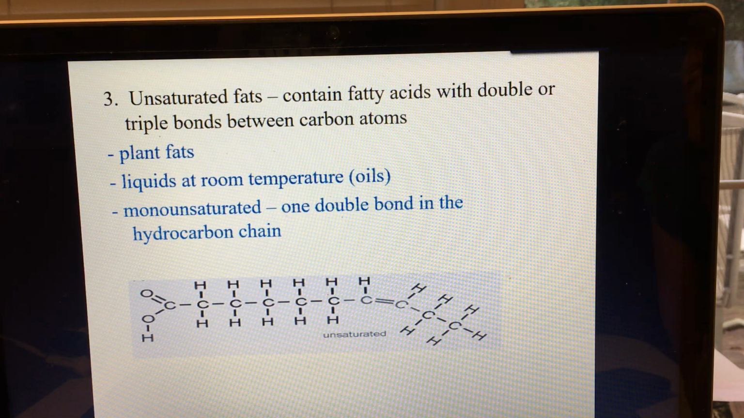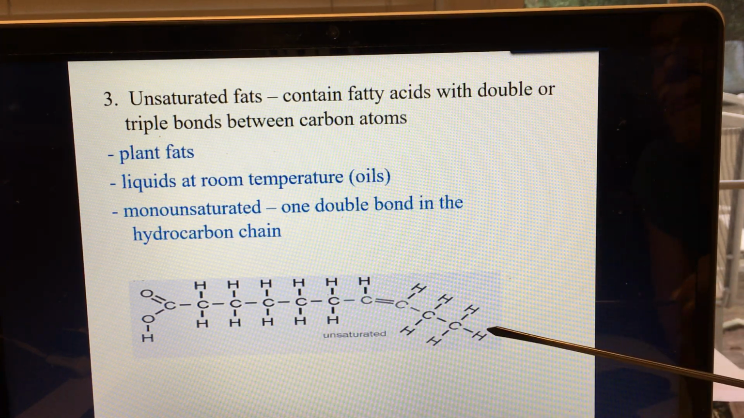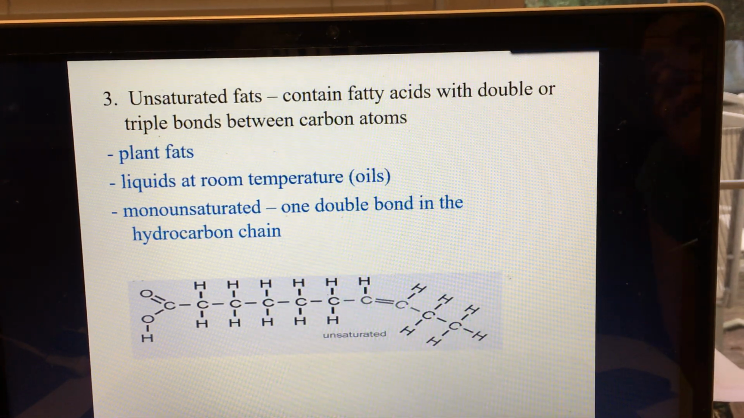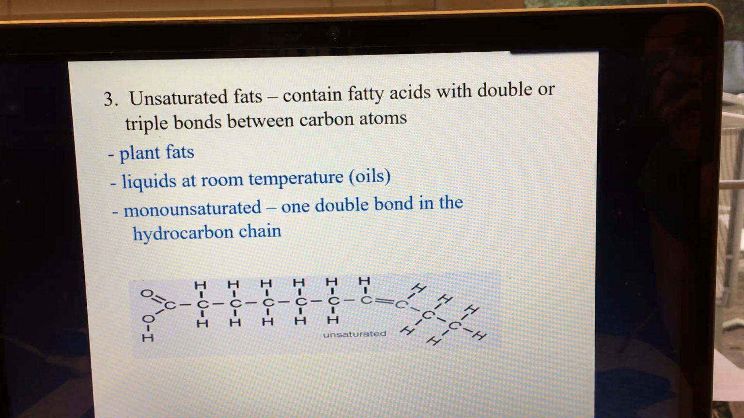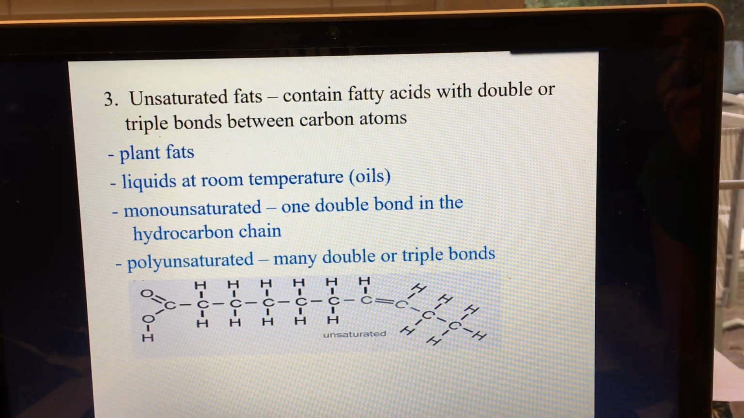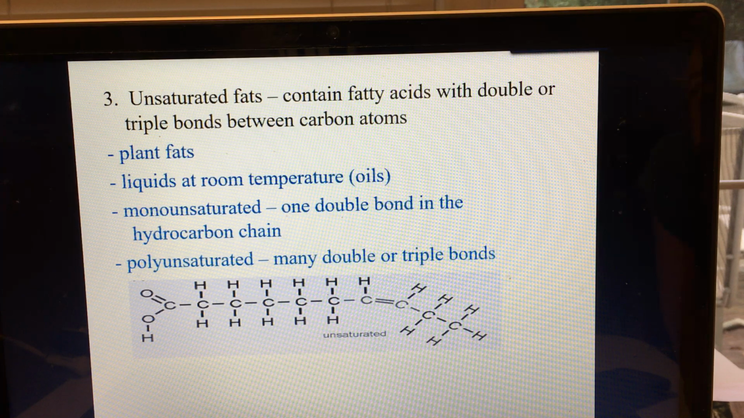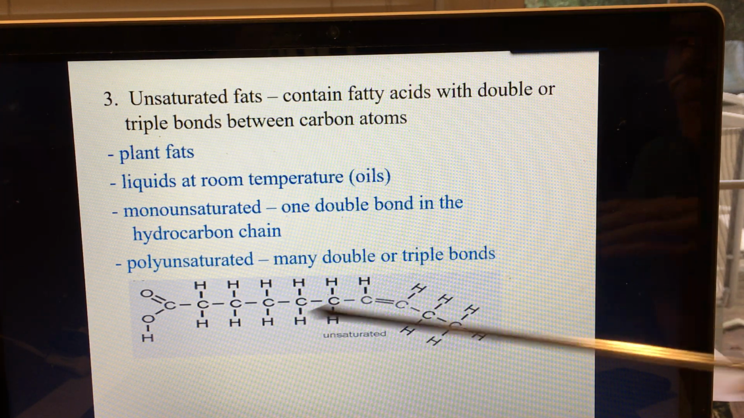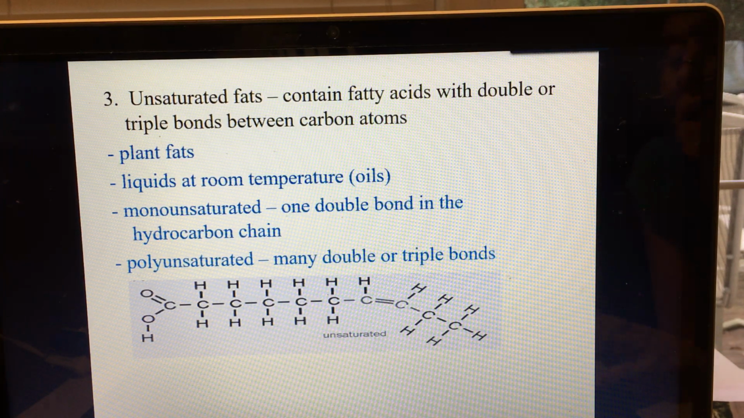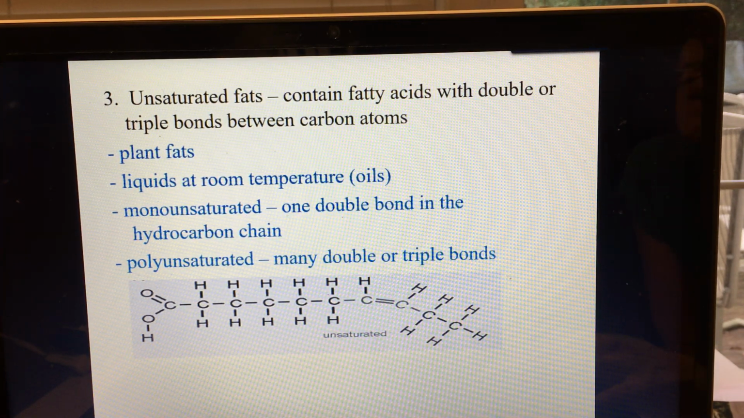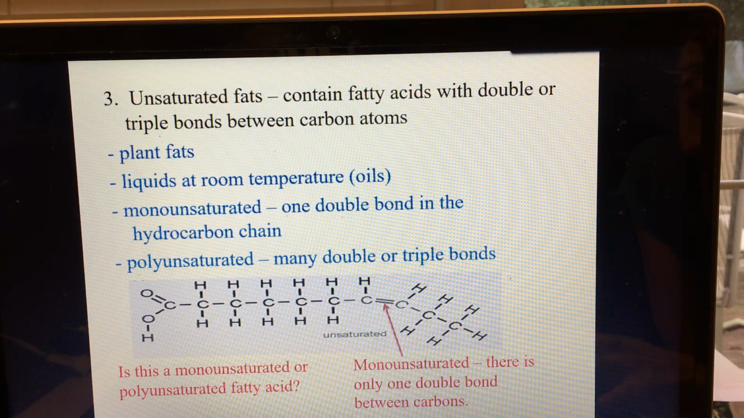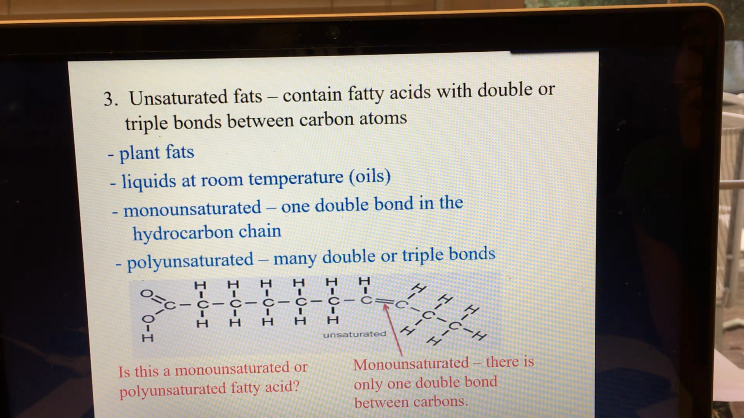Monounsaturated fats have 1 double bond in the hydrocarbon chain, and here is our hydrocarbon chain. So would this molecule be a monounsaturated fat, or would it be a polyunsaturated fat? A polyunsaturated fat would have many double or triple bonds within the hydrocarbon chain. The answer to that question is that it is a monounsaturated fat. There's only 1 double bond between carbons.